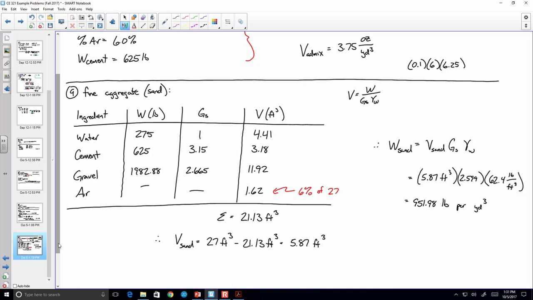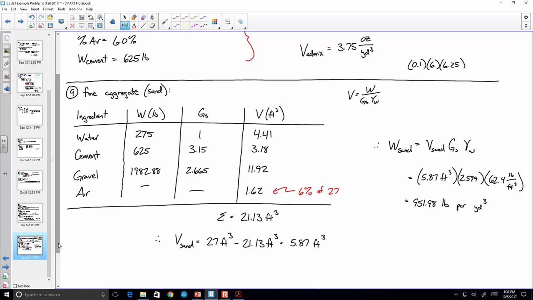Okay. All right, that's a good question. Remember, all of these weights here are how many pounds would go in one cubic yard. So this entire step nine is looking at one cubic yard. Okay with that? So would you agree this right here is how much sand we need to throw into the mix to generate one full cubic yard? Would you agree with that?